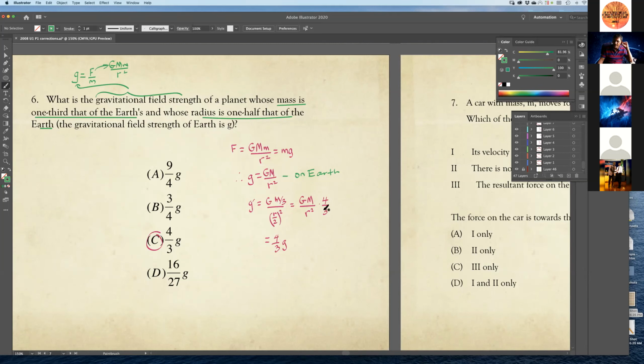And when you simplify the expression, you end up with this. And this part here, you can factorize out of the whole expression and replace by g. And therefore, we get that g prime, the gravitational field strength on the surface of that planet, is 4/3 g. Pretty simple.